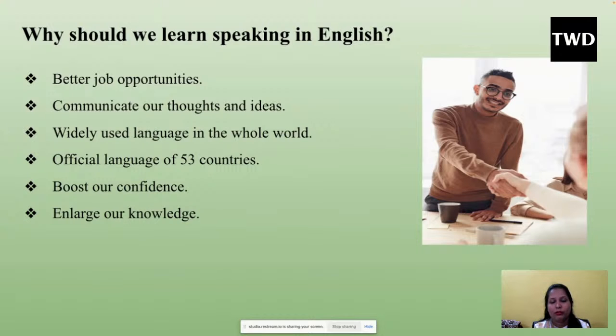It enlarges our knowledge. Most of the books which we get throughout the world are in this language, and I don't think we get lots and lots of information in our mother tongue. No, this is the only language through which we can enlarge our knowledge. So can you see, there are so many reasons for us to learn this language, and especially to develop in our career, isn't it?